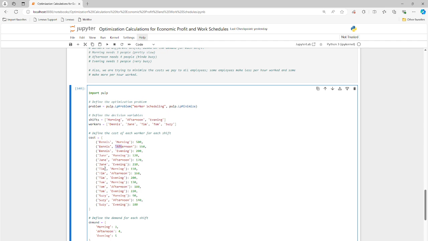And then we have the second worker and the third and the fourth and so on. Then we have the man. So we need 3 workers in the morning. We need 4 in the afternoon. And we need 5 workers in the evening. So let's say this is a grocery store example.